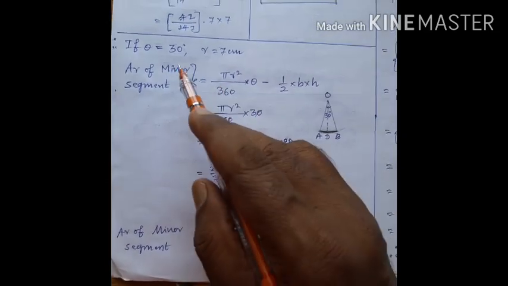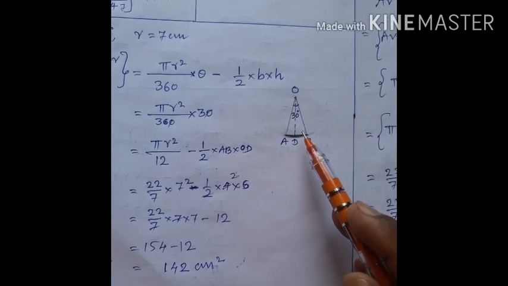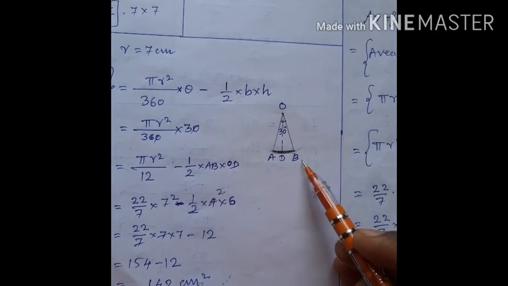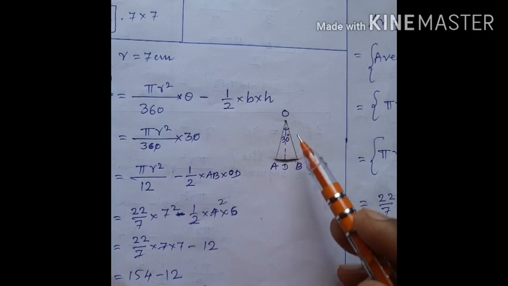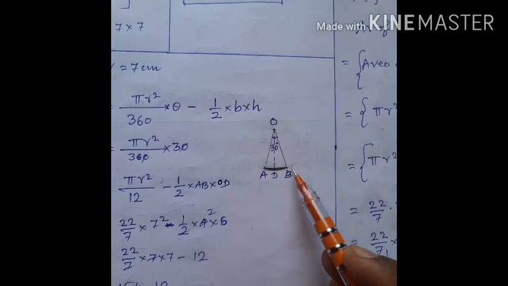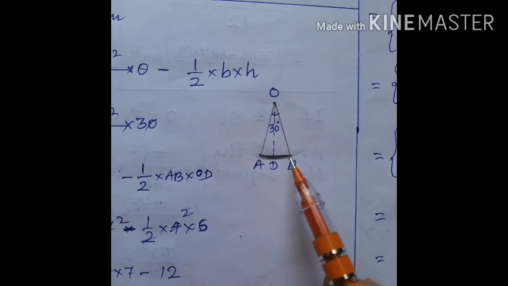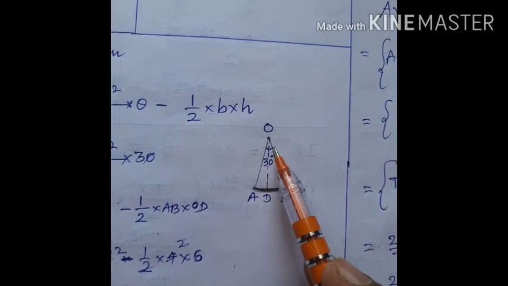One more very interesting example. In this sector, you will see that OAB is a sector with central angle 30 degree, right? And here AB is the chord and this shaded region is the segment. Find the area of this segment is the question. Okay. Here the central angle is 30 degree.